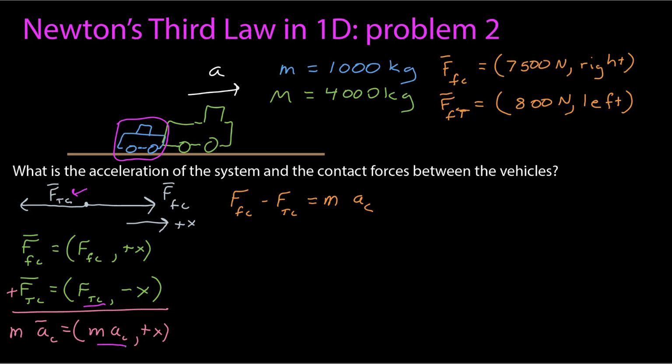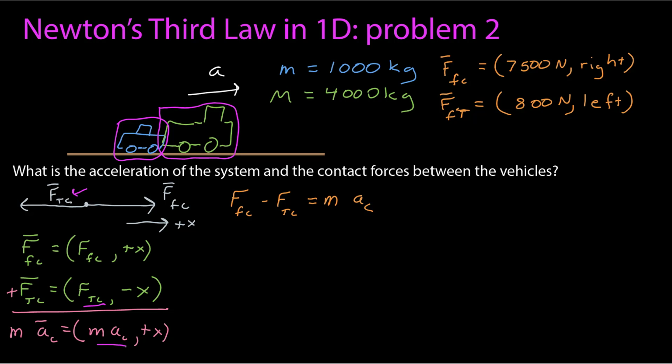I can extract the scalar relationship from this. The force in the positive direction of friction on the car minus the magnitude of the force in the negative direction, the force of the truck on the car, is equal to the mass of the car times the acceleration of the car. So I don't have enough to solve yet. I don't know what the acceleration is, and I don't know the force of the truck on the car. So that means I want to look at a new object and apply Newton's second law to that object.